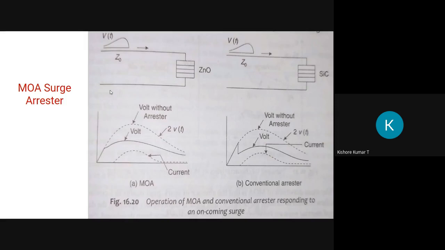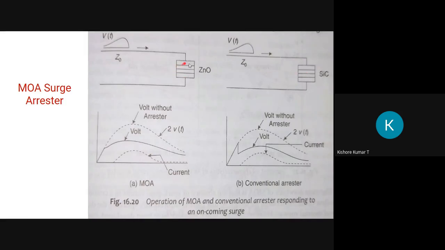We can construct a lightning arrestor with only a hard material, removing all of that. And that is called a metal oxide surge arrestor, within which we will be using zinc oxide or silicon carbide. Zinc oxide, chemical name ZnO, or silicon carbide. These are the metal oxides that we are going to use here in order to discharge the surge particles.